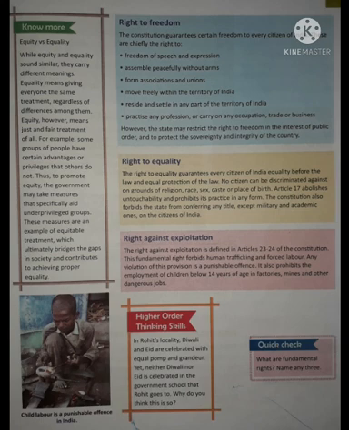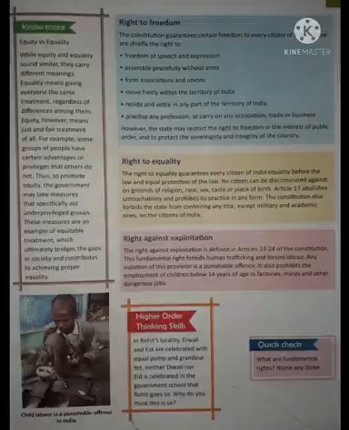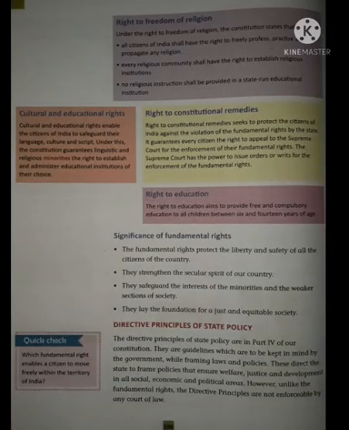The next one is the right against exploitation. The right against exploitation is defined in Articles 23 and 24 of the Constitution, which prohibit human trafficking and forced labor. Any violation of this provision is a punishable offence, and the employment of children below the age of 14 years in dangerous jobs like factories and mines is also banned. It is prohibited and a punishable offence.